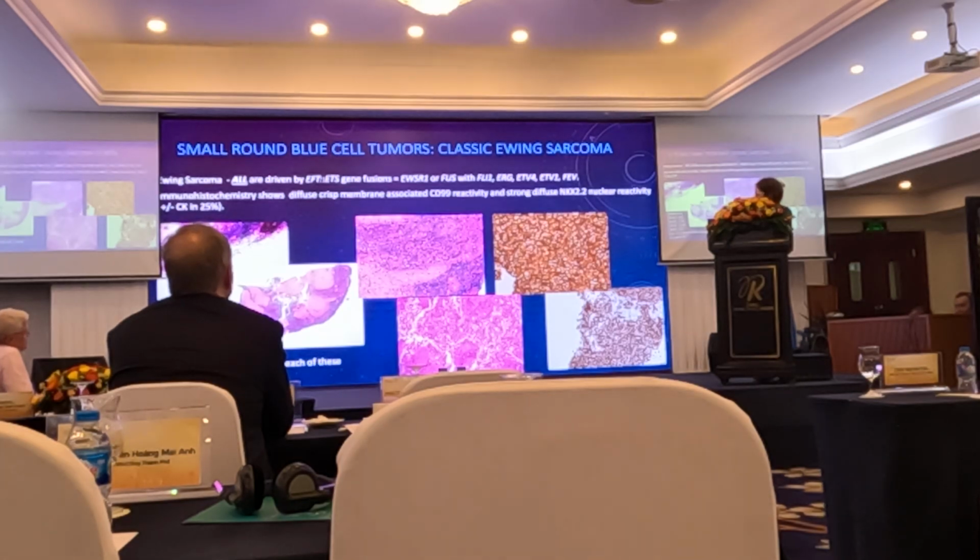So we get CD99 staining in lots of tumors, but this very crisp staining is characteristic of Ewing sarcoma. And on the bottom right, we have nuclear staining for NKX2.2, which is very typically positive in classic Ewing sarcoma.